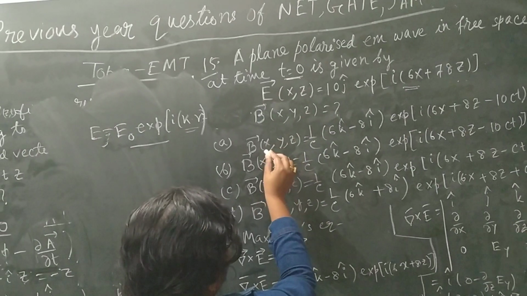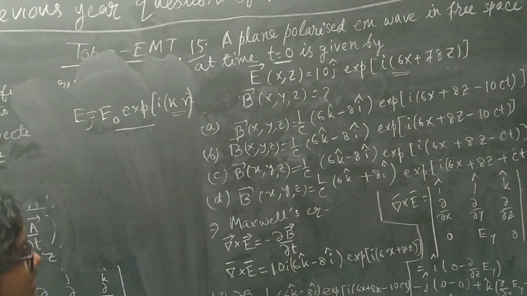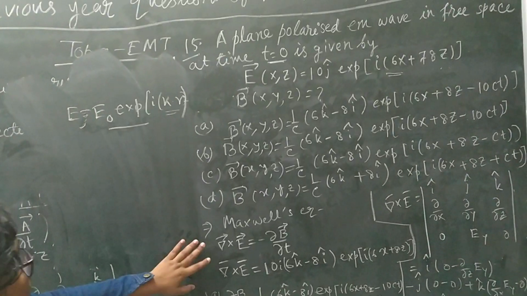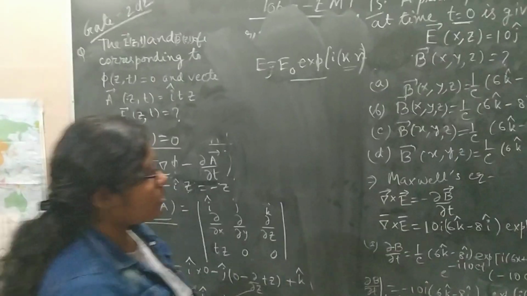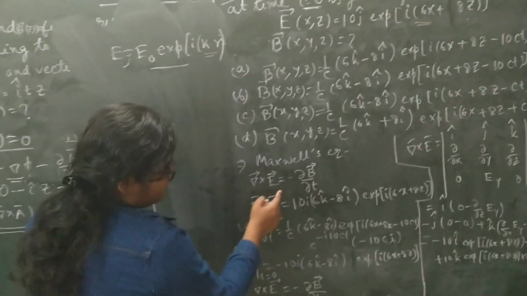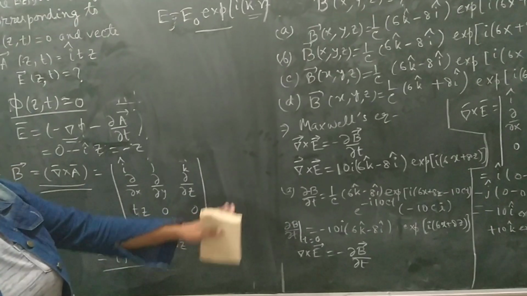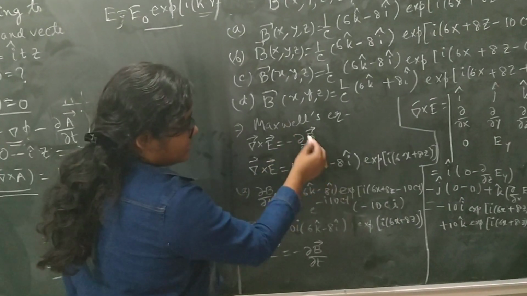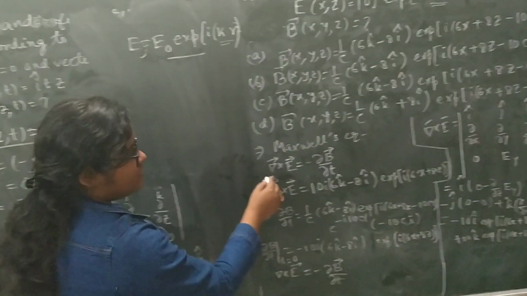Now find the magnetic field due to this electric field. From Maxwell's equations we know that curl of E equals minus del B by del t. What is the meaning of curl of E equals minus del B by del t? The changing magnetic field is responsible for the generation of the electric field, and this is Faraday's law.